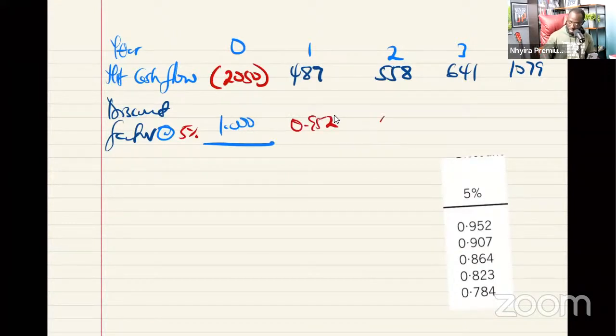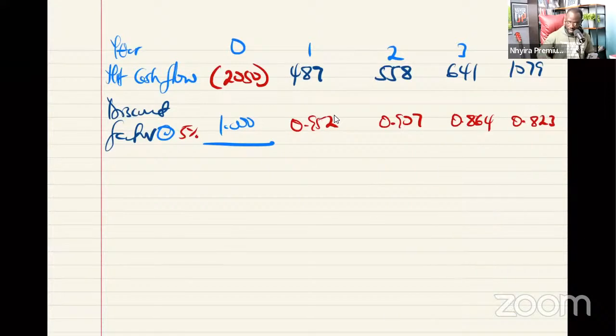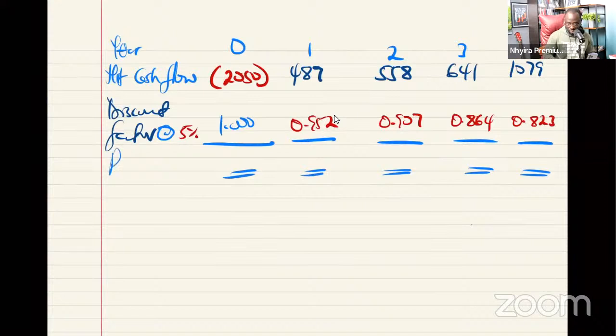0.952, 0.907, 0.864, and then 0.823. We good? Yep. So let's multiply up and get our answers coming in. That's present value. And this is going to be still 2050. But let's get the respective figures.